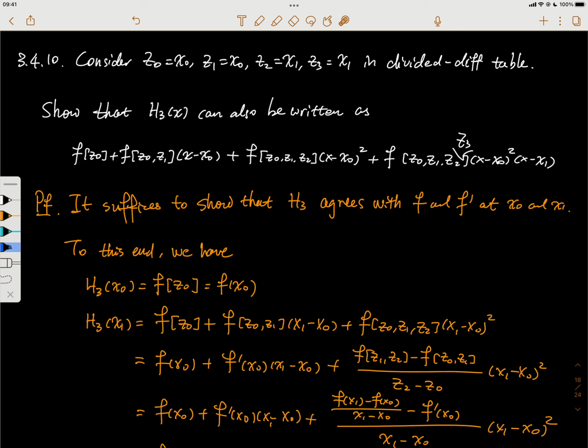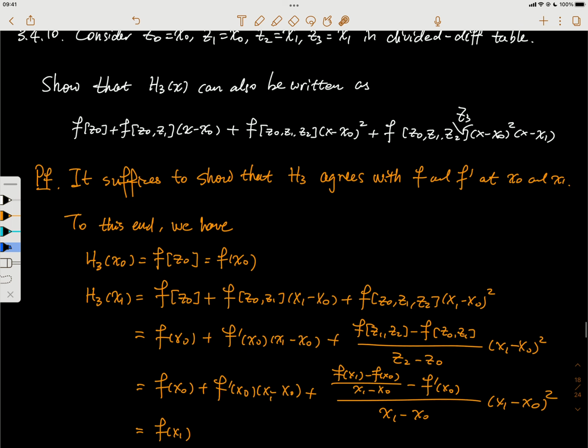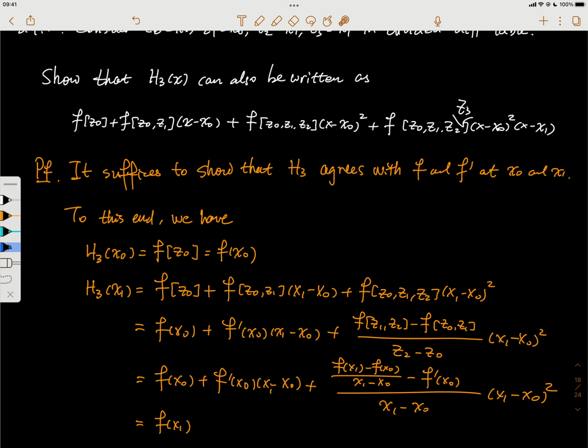So the question is why this is working. To show that this is working, first of all, we have 4 values. We know the function value at these 2 points and also know the derivatives of the function at these 2 points. So in total, we'll have 4 values, and by this, we can construct a polynomial of degree 3. So the degree is okay. The only question is why this function h3 defined in this way will agree with the function f and the derivative of f at the 2 points x0 and x1. So we need to check that this h3 indeed agrees with f and f prime.